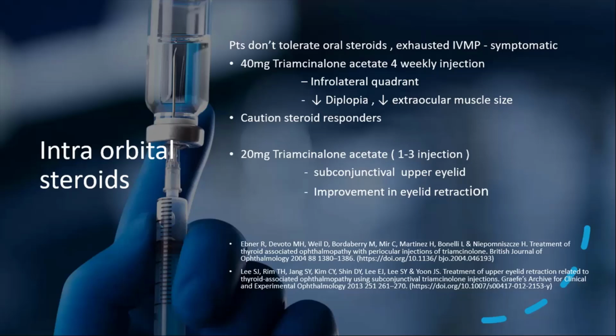For those patients, if you choose to give intraorbital steroids, first give them a course of topical steroids. After 3 weeks, you try to assess. If there is no intraocular pressure increase, then you can go in for the intraorbital dosage. Also, recent studies have shown that 20 milligram of triamcinolone acetate given as a subconjunctival upper lid injection improves eyelid retraction as well.